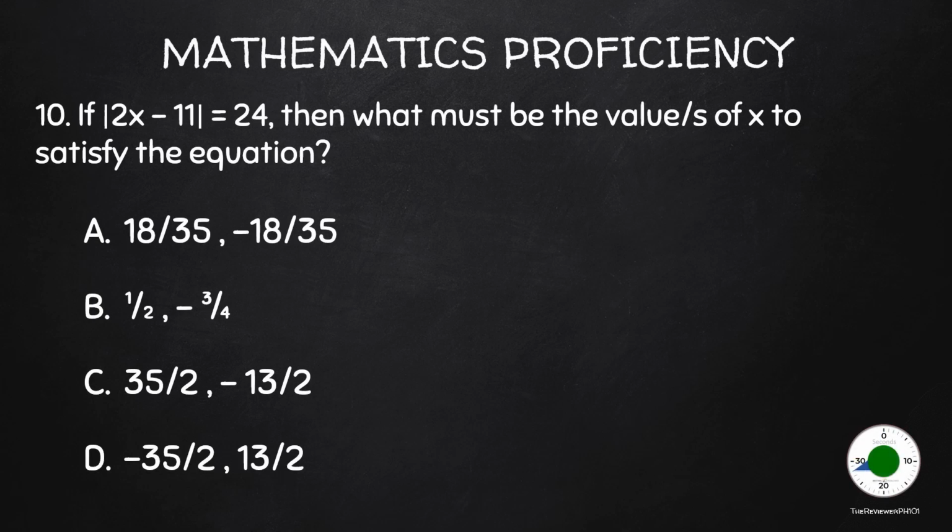If the absolute value of 2x minus 11 is equal to 24, then what must be the value/s of x to satisfy the equation? A. 18 over 35, negative 18 over 35. B. 1/2, negative 3/4. C. 35 over 2, negative 13 over 2. D. Negative 35 over 2, 13 over 2. The correct answer is C.